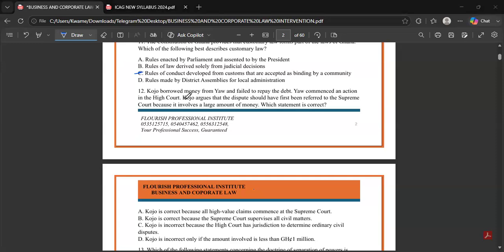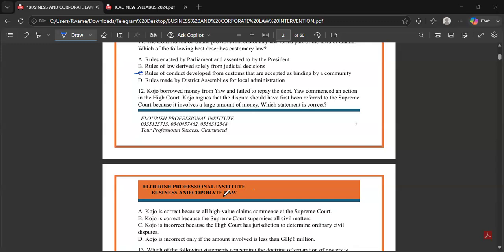Okay, so number 12. Ojo borrowed money from Yao and failed to repay the debt. You have commenced an action in the High Court. Ojo argues that the dispute should have first been referred to the Supreme Court because it involves a large amount of money. Which statement is correct?